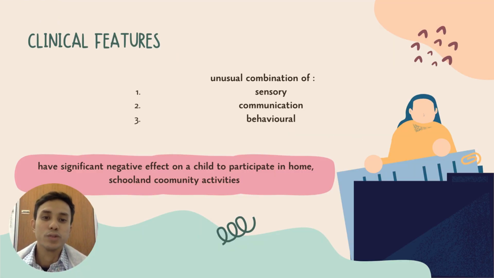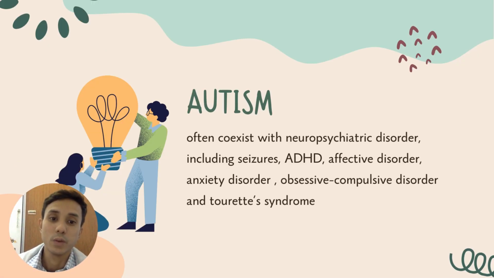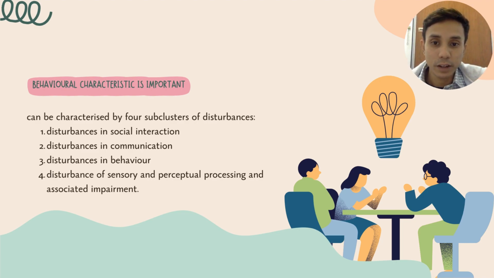The features are an unusual combination of three things: sensory, communication, and behavior. In the long term, these three have significant negative effects on a child's ability to participate in home, school, or community activities. Autism often coexists with neuropsychiatric disorders, including seizures, ADHD, affective disorder, anxiety disorder, obsessive compulsive disorder, and Tourette syndrome. The behavior characteristics of autism are very important because they can be characterized by four subclusters of disturbance. We have to carefully observe these four things: disturbance in social interactions, disturbance in communication, disturbance in behavior, and disturbance of sensory and perceptual processing and associated impairments.